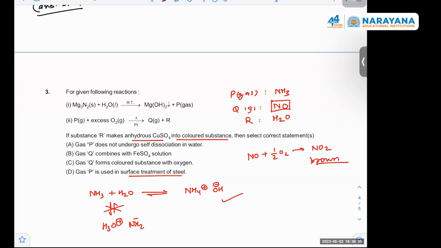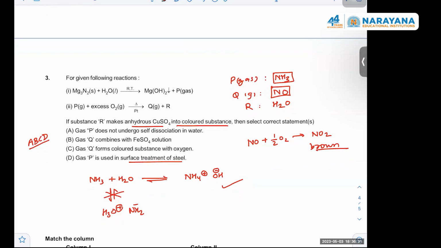Okay. Is there anything regarding this? Have you studied the surface treatments of steel? Ammonia is used in surface treatment of steel. So that is also correct. So all options are correct. Right? Any doubt in this case? Clear, sir. Okay.